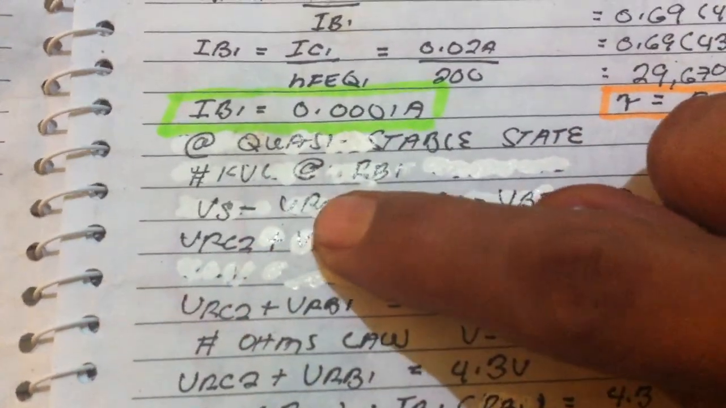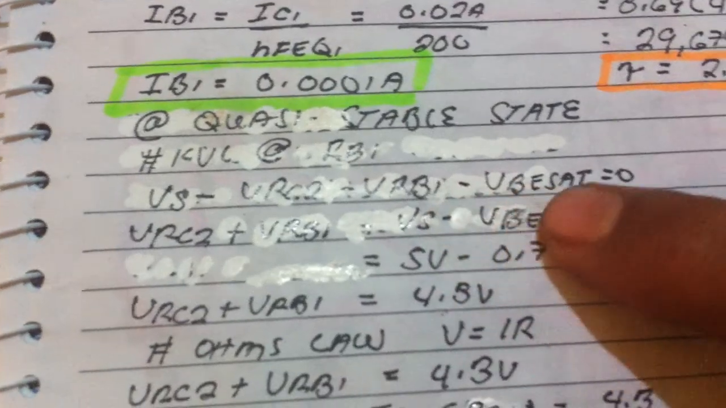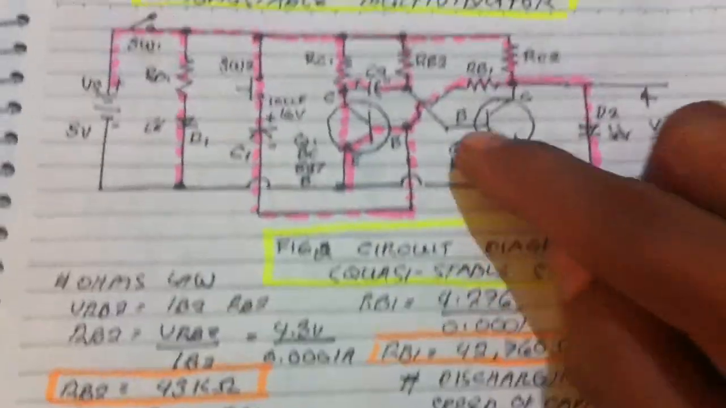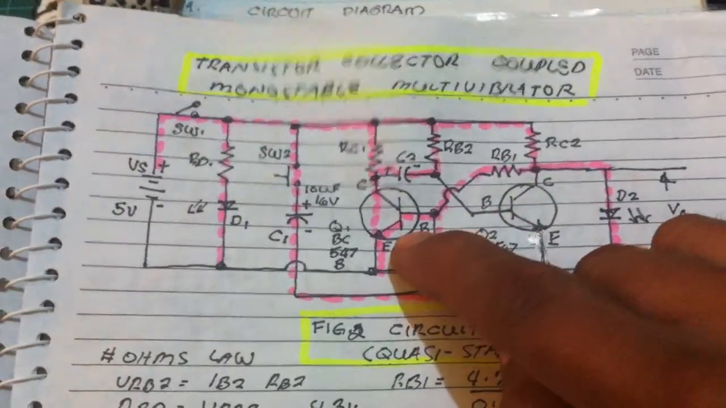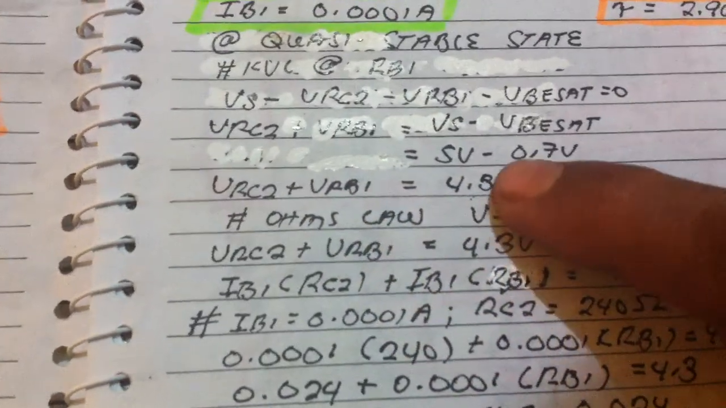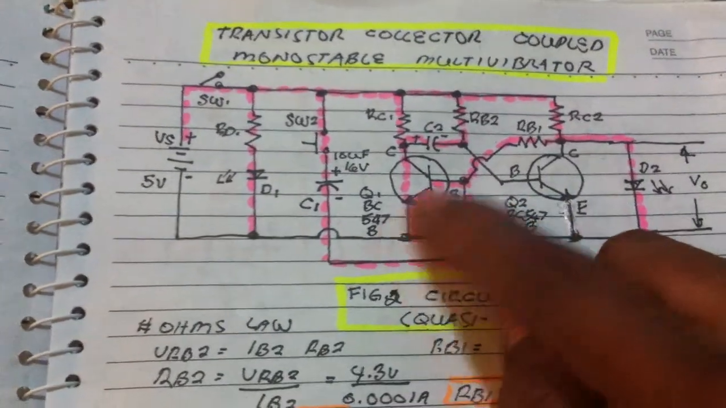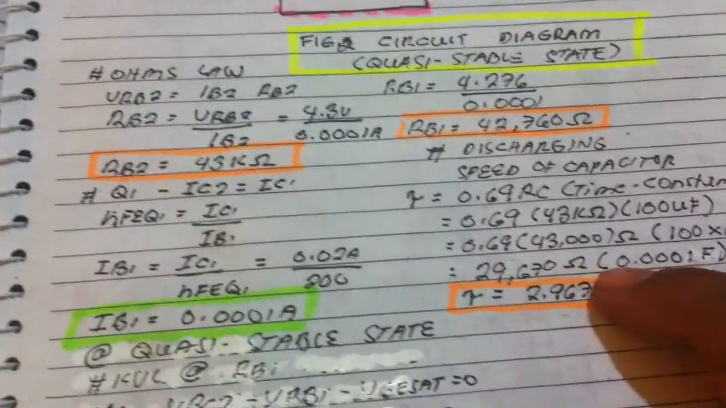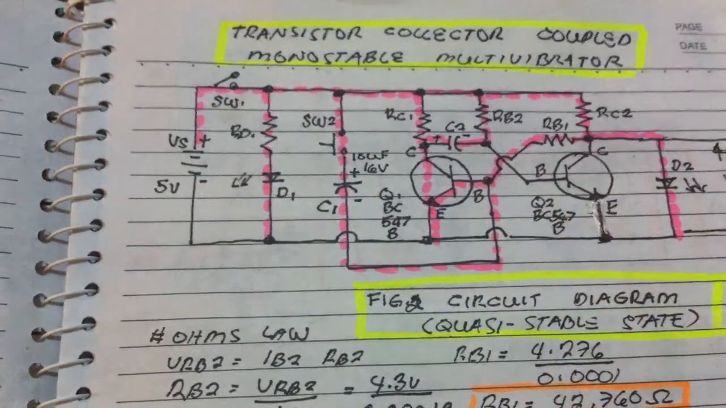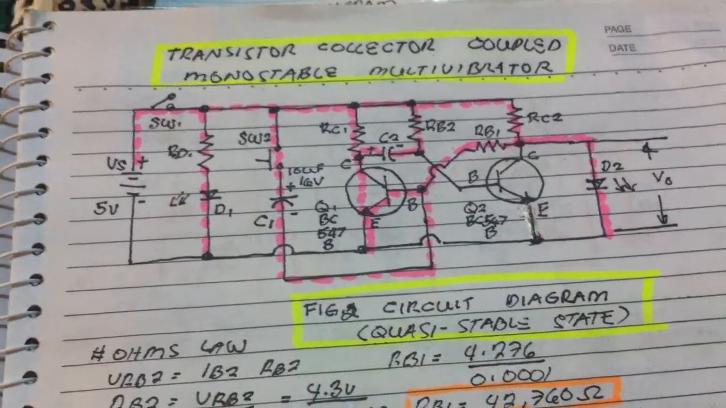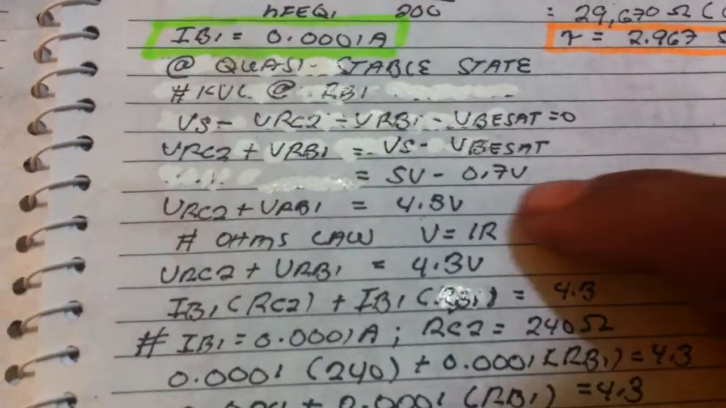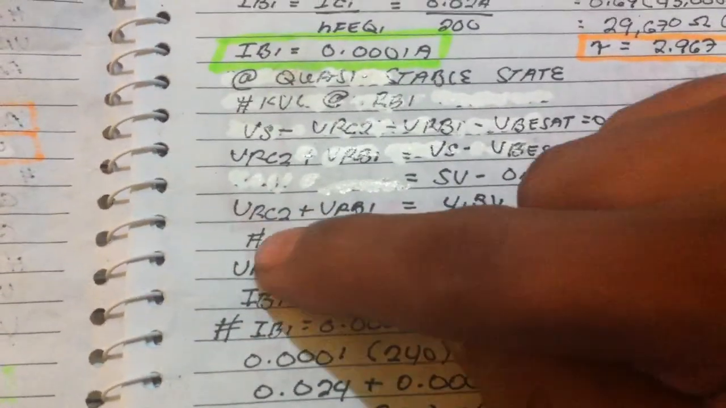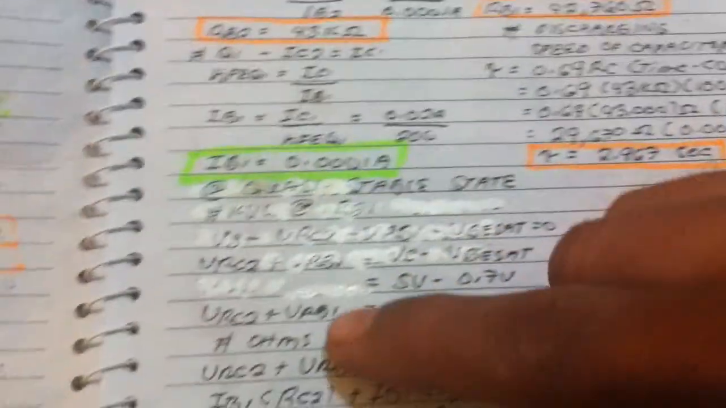Voltage supply minus the voltage drop at RC2, minus the drop at RB1, minus VBE(sat) is equal to 0. VCC, RC2, RB1, BE to the ground is equal to 0. Now by substitution, we know that the voltage drop between the base and the emitter is 0.7, as I've said. In the case of silicon, for computation, we're using 0.7 here. We now get 4.3 volts, the sum of the two voltage drops at RC2 and RB1 using KVL.